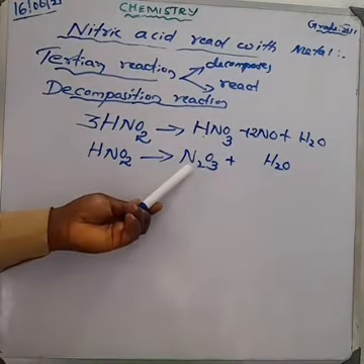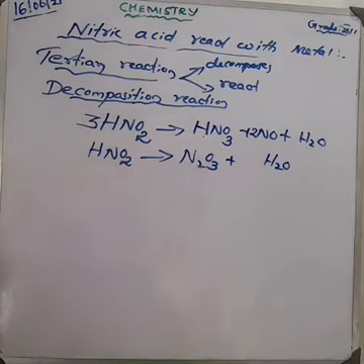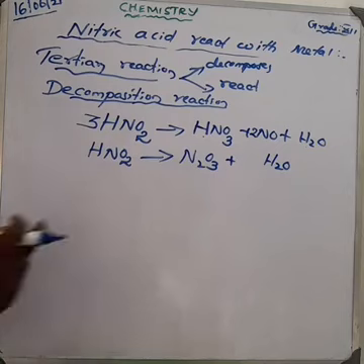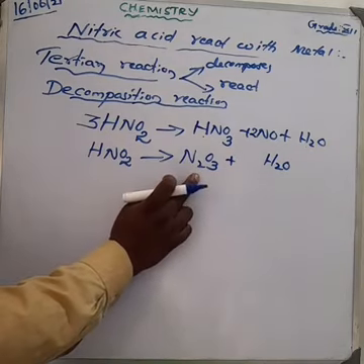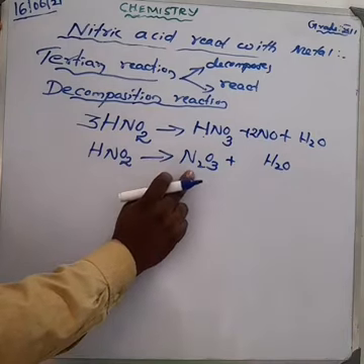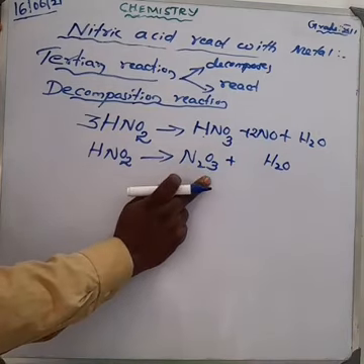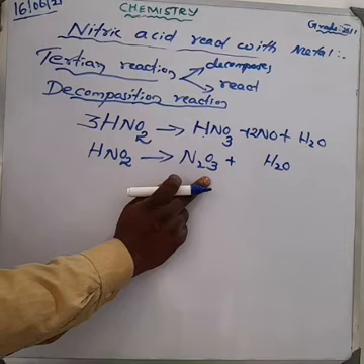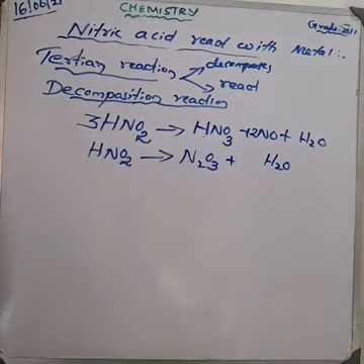N2 means dinitrogen. Am I right? O3 means trioxide. Okay. Can you understand? Dinitrogen trioxide. What is the formula name? Tell me. Dinitrogen trioxide. And also we get water molecules. Don't forget that. So how can you balance the equation?